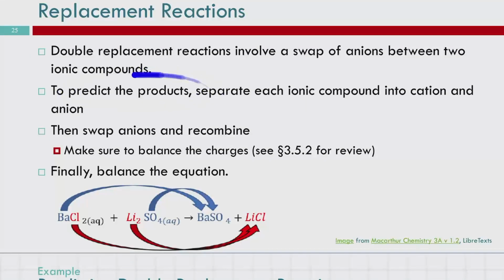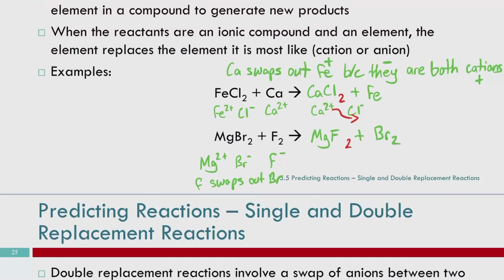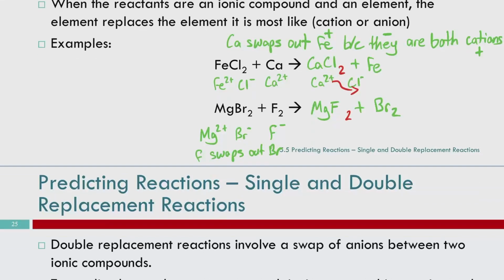So to predict the products, we're going to separate the ionic compounds into cation and anion. We're going to take, in this case, the barium and the chlorine, and separate those out. We're going to take the lithium and the sulfate, and separate those out. Then we're going to swap the barium and the sulfate, and we'll recombine and make sure that the charges are balanced. This is why I said there's more work, but arguably it's simpler because we don't have to identify which thing we're swapping out. We're just mixing them up. We're swapping the anion, the negatively charged part.